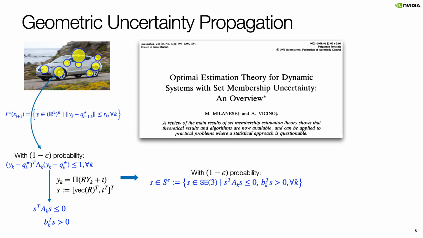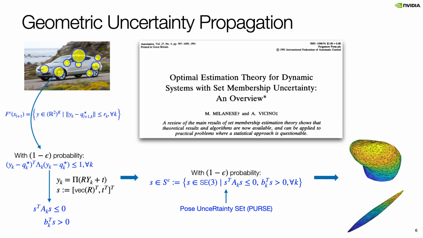This gives us the pose uncertainty set, which is nothing but an abstract mathematical subset of SE(3) that is governed by a set of quadratic and linear constraints. We call this the pose uncertainty set, and this picture plots the boundary of this set in 3D rotation and translation.